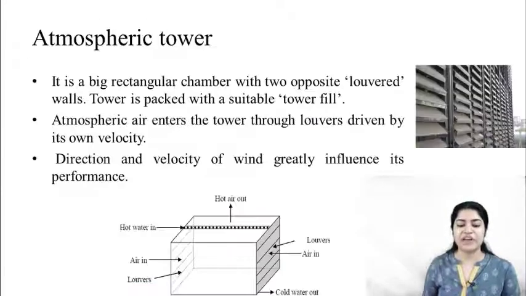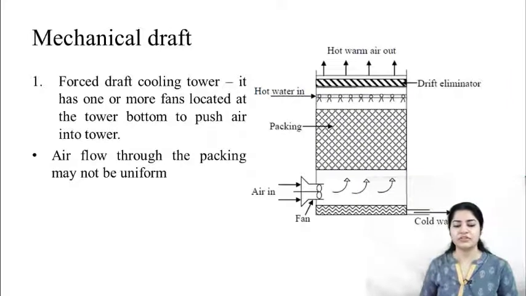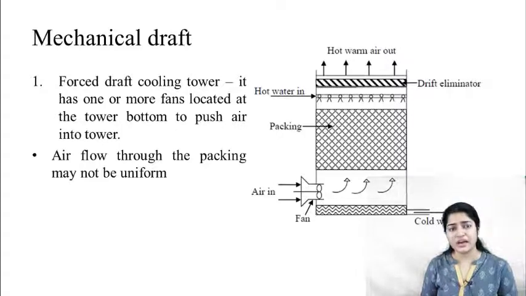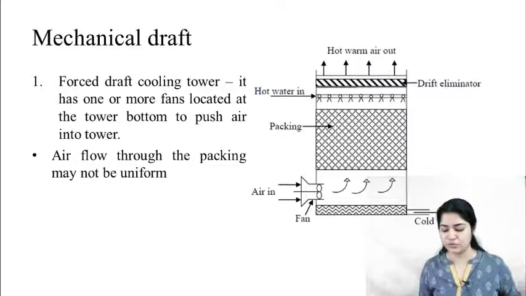Whereas in natural draft, in the atmosphere, you can see that no fan was used. Here a fan is used. Now, air flow through the packing may not be uniform. So the problem here is that the air flow through the packing may not be uniform. So this is your mechanical draft cooling tower.